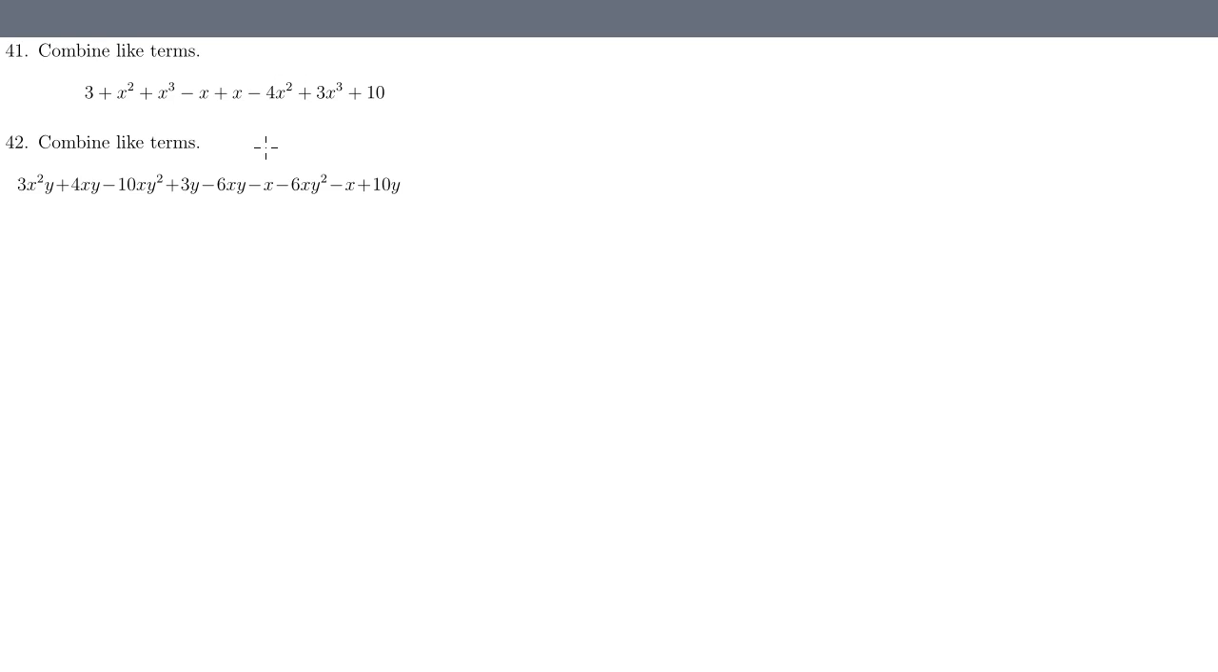We're going to be combining like terms. So I'm going to start off with my cubes. I'm going to find those. X cubed, so that's 4x cubed. Now the squareds. X squared minus 4, so that's 1 minus 4, minus 3 x squared. The linear, minus 1 plus 1, nothing. Constant, 3 plus 10, 13, so plus 13. Great.